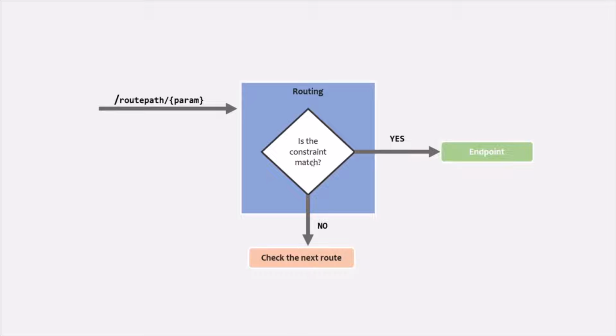But if the constraint does not match, in that case, the routing middleware will check for the next route. It will check whether the constraint specified in the URL matches the next route. If not, it will check the next route, and so on. But if no route matches the route pattern in the URL or the constraint defined on that route pattern, in that case, the default middleware or the default endpoint will be executed.